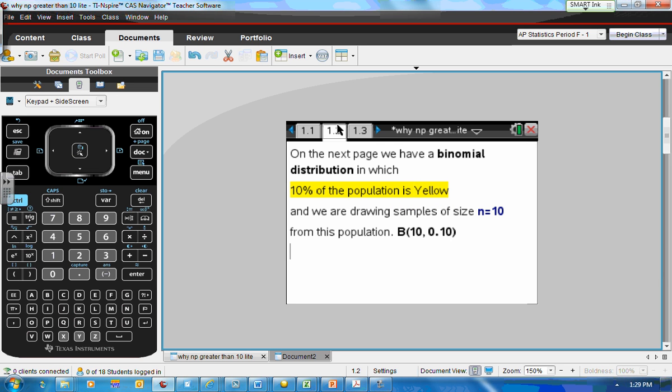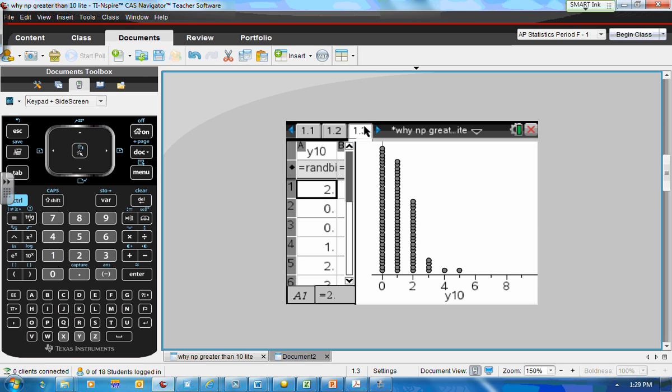So here, I did a binomial distribution in which 10% of the population of marbles is yellow. If we draw samples of size 10 from this population, we know that we'll have a binomial distribution where n is 10 and our probability of success, p, is 0.1. For this particular simulation, every time I hit Control R, I'm going to get a new random sample. You should see that the expected value, n times p, looks to be where we would expect it, at 1. So it would not be appropriate to model this distribution with a normal model because it's extremely right skewed.